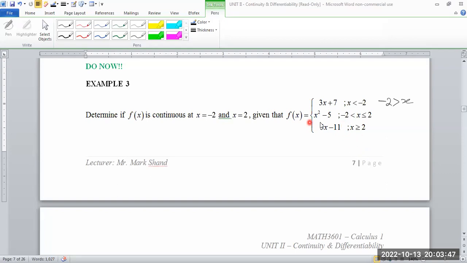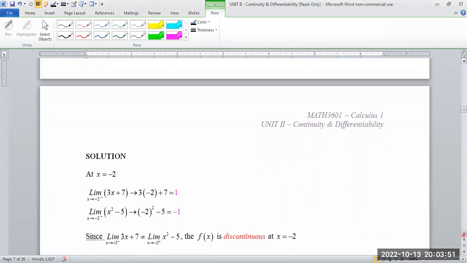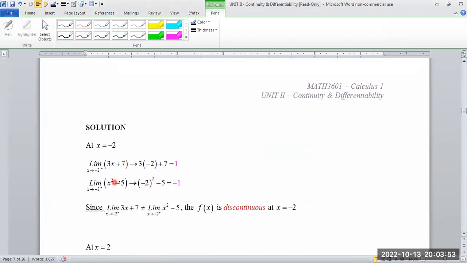So this one is going to be to the right, x squared minus 5. So that's the function I'm going to be using. X squared minus 5. Similar argument. Wherever in the function I see x, I'm going to substitute -2. So -2 squared, and I've gone through this one already, is 4. 4 minus 5 is -1. Since the function to the left is not equal to the function to the right, then f of x is discontinuous at x equals -2.